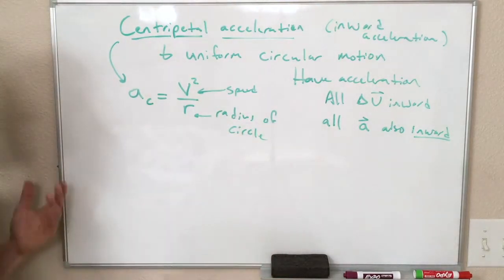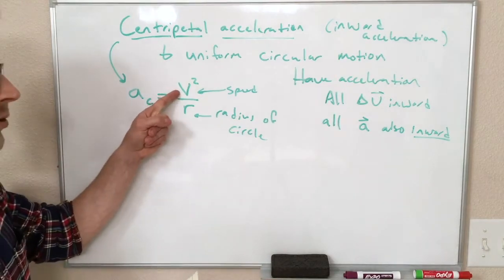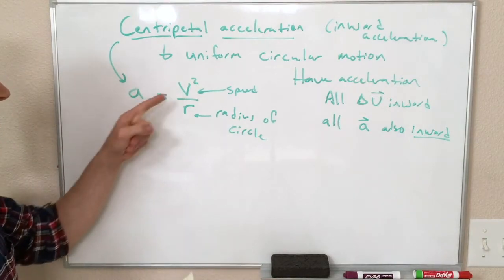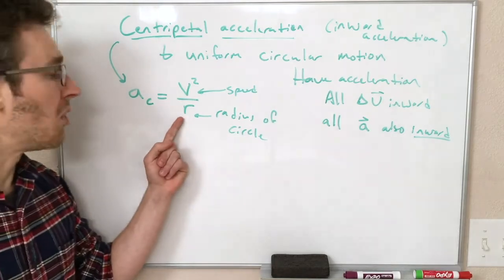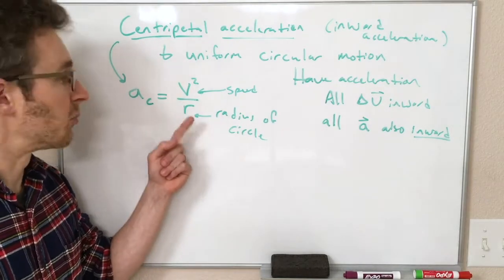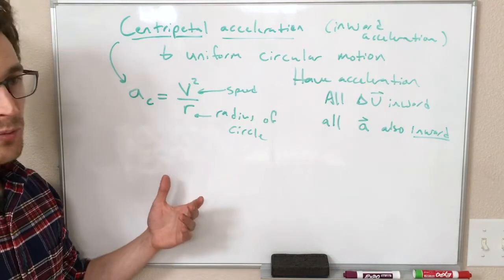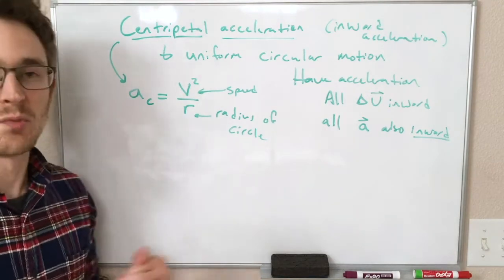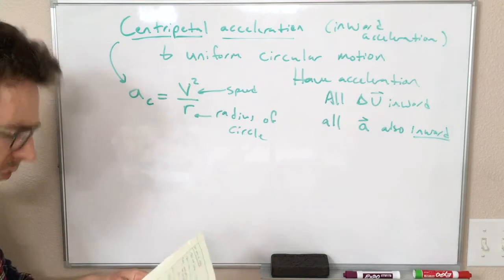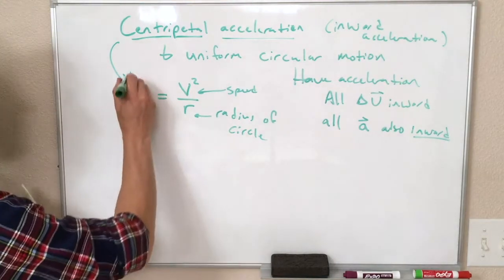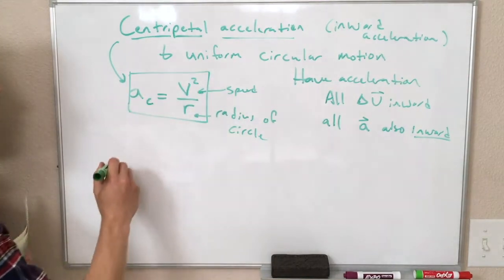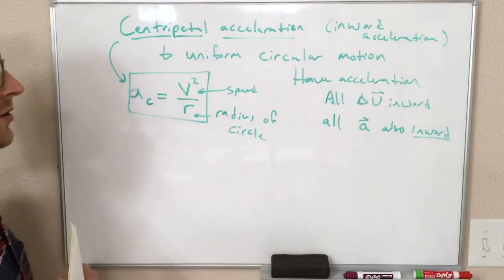So we can say some things about this. The faster you are going, the bigger the acceleration is, and the smaller the circle for a particular speed, the bigger the acceleration is, or the bigger the circle at a particular speed, the smaller the acceleration. Okay, so this is our big important equation for motion around a circle.